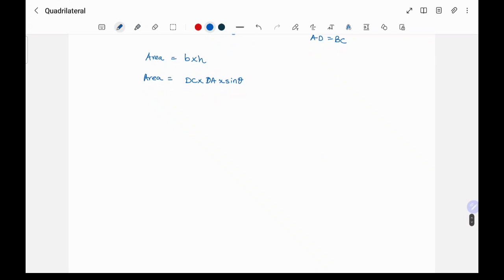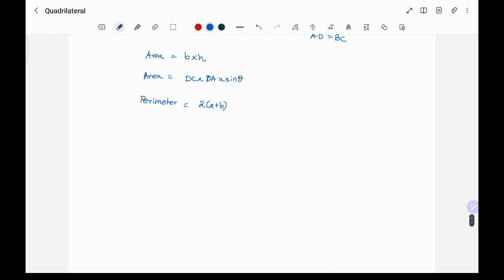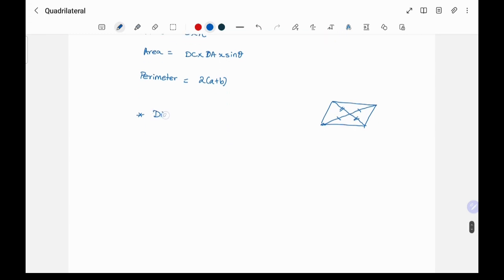Okay. So what is the perimeter for this? Perimeter is just the outer boundary. So if we take this as a and this as b, we have a plus b plus a plus b, so we have 2 into (a plus b). Other properties of this parallelogram are, if you draw the diagonals, they bisect each other. So this portion is equal to this portion and this is equal to this portion. So diagonals bisect each other.